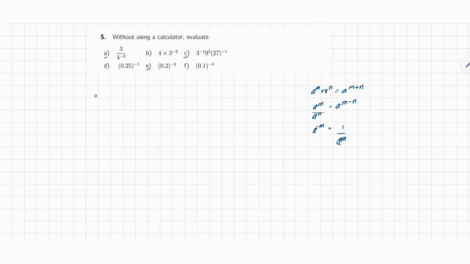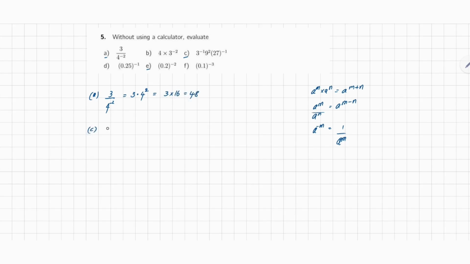We'll be using the same formulas as the previous question. So for the first part, we have 3 over 4 to the power minus 2, which can be written as 3 times 4 squared using this formula. And that gives us 3 times 16, which is 48.